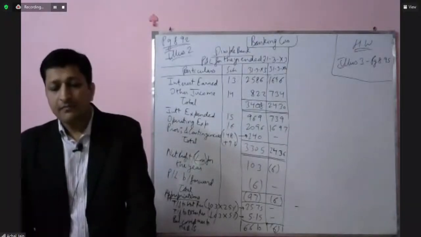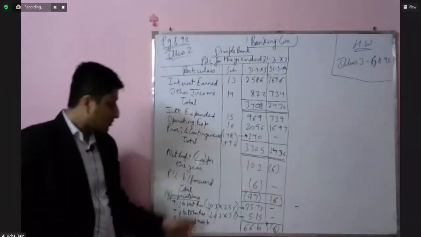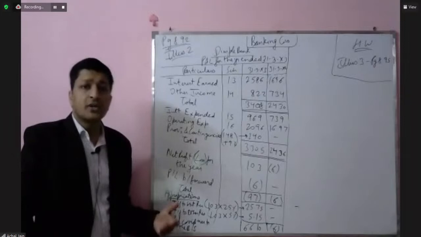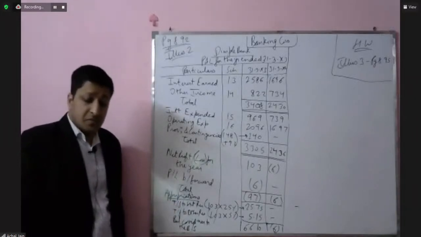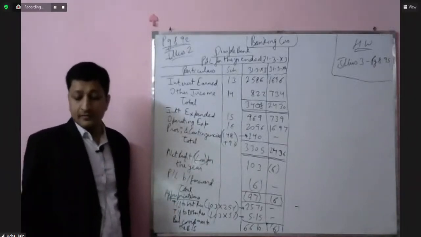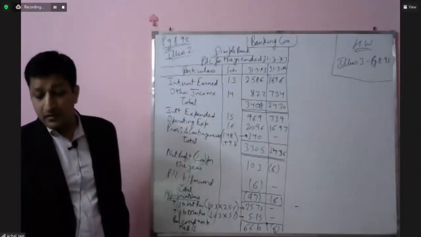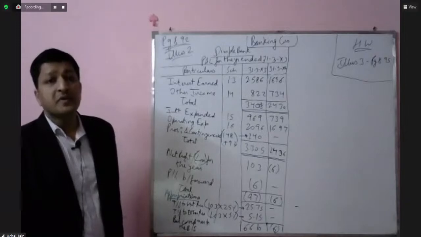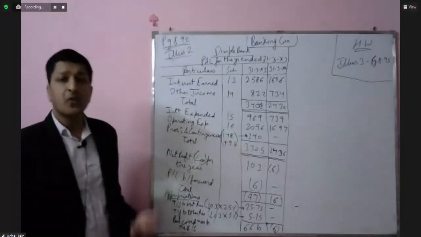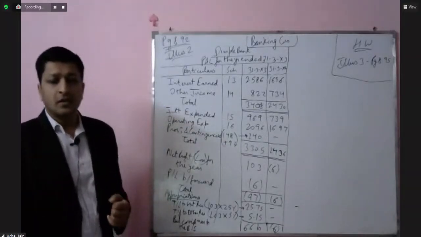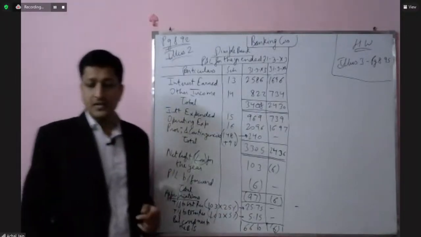Mukmala is asking, sir, why we have taken 103 for creation of reserves. This is because of the question. Question says that create a reserve equivalent to 25% of the profits. Now what's the profit? Profit is for the year. Profit doesn't mean the last year balance.